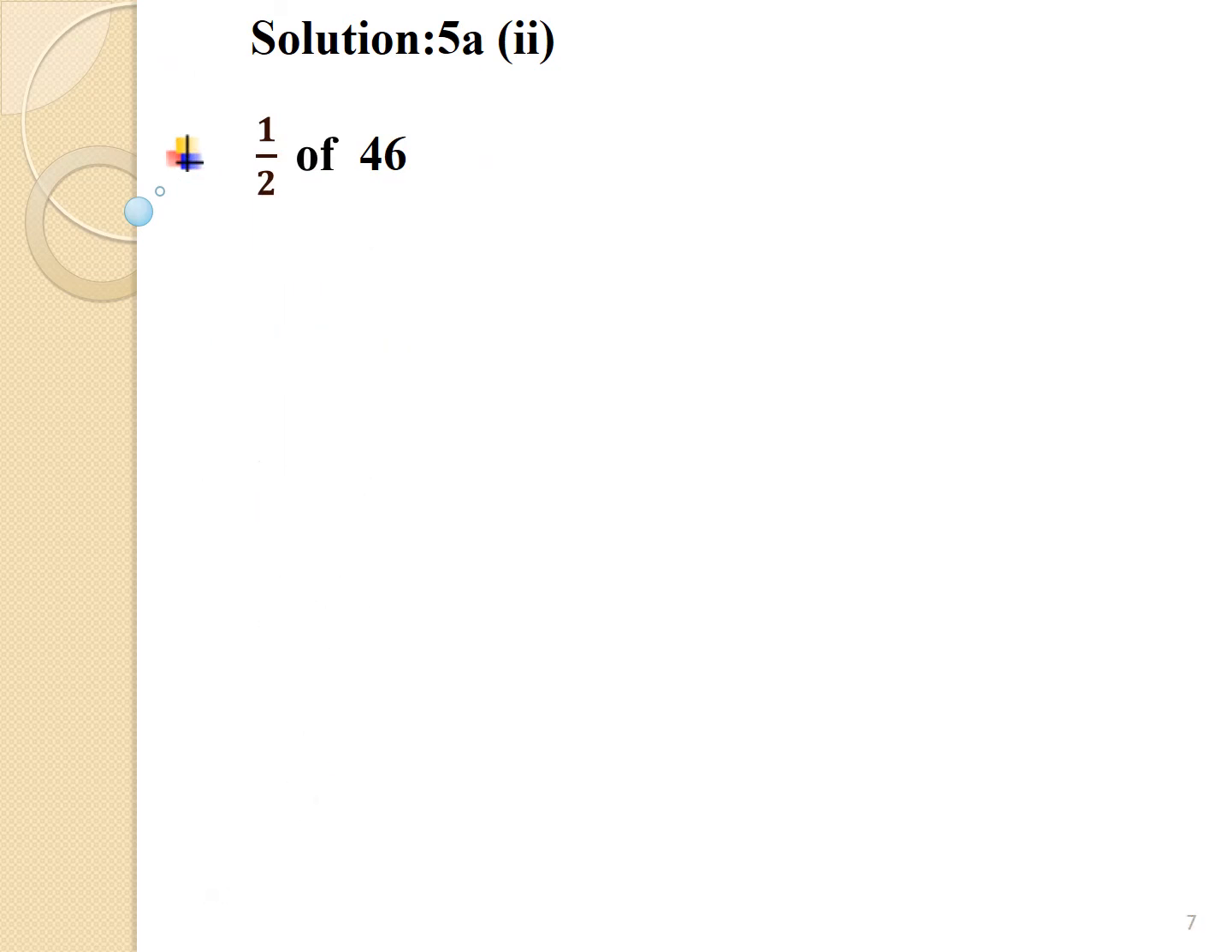Now, sub question B. Students, we know that first we can simplify, then we can multiply. So, let us first simplify, then multiply and solve sub question B. 1/2 of 46 is equal to 1 upon 2 into 46.